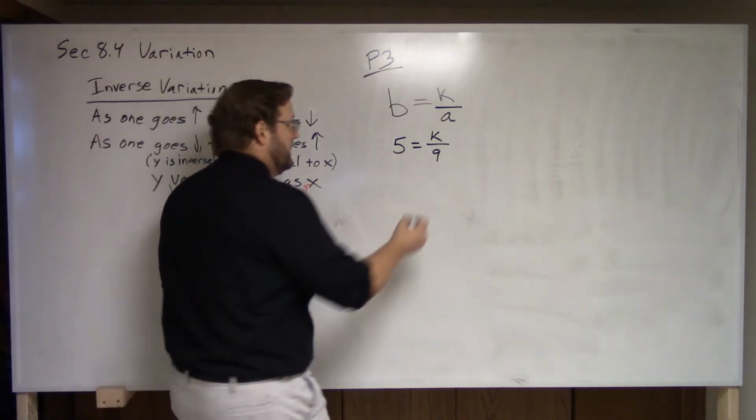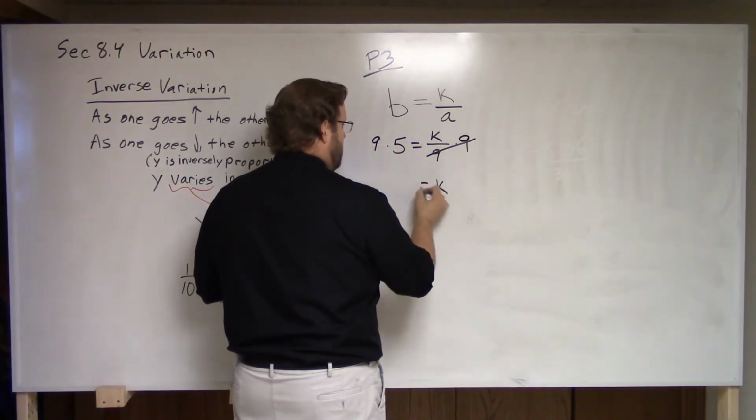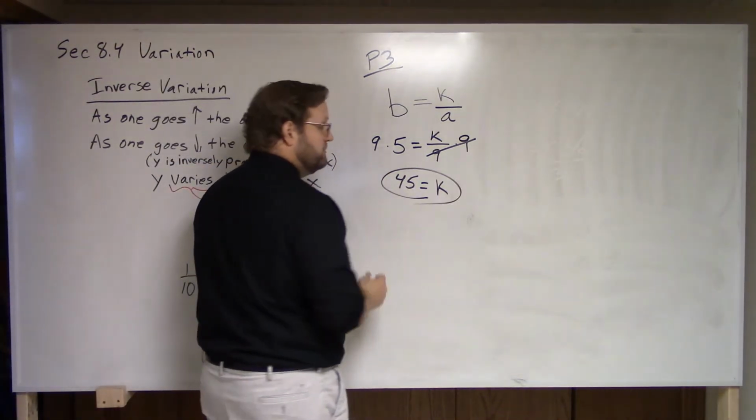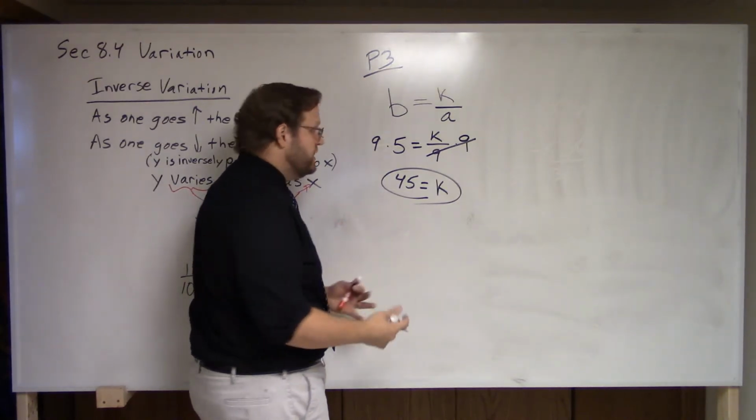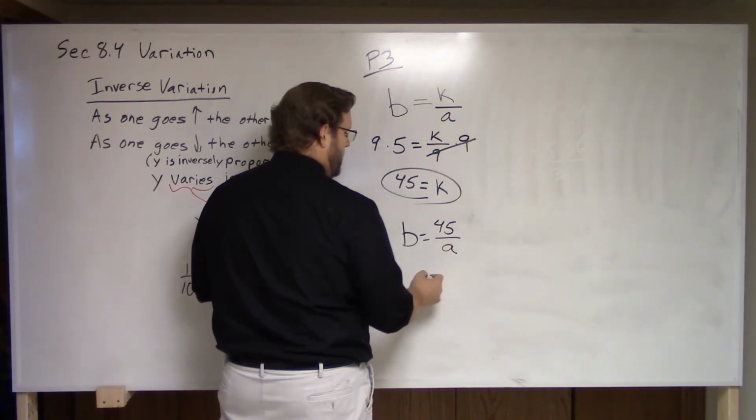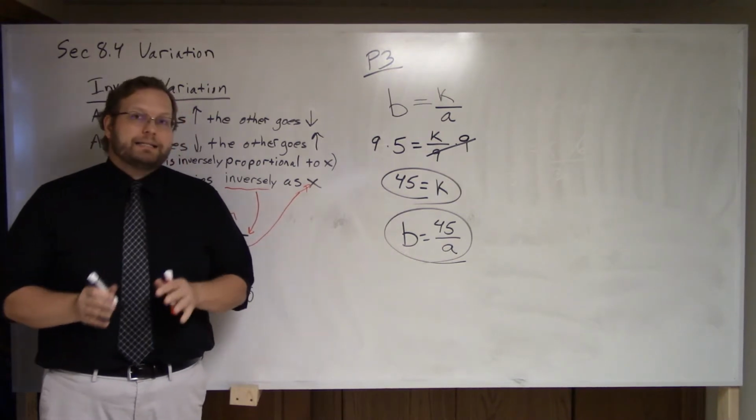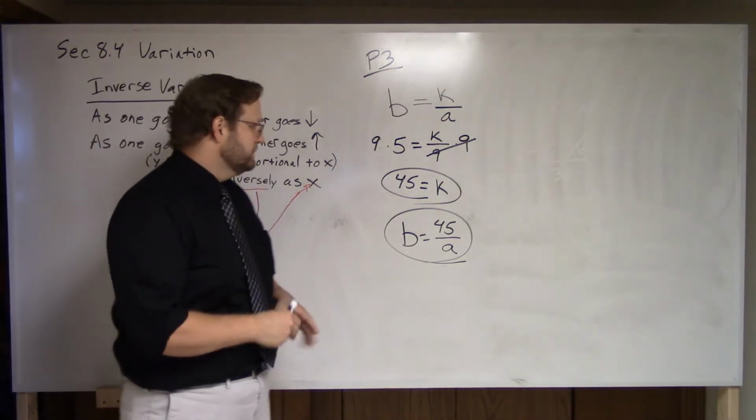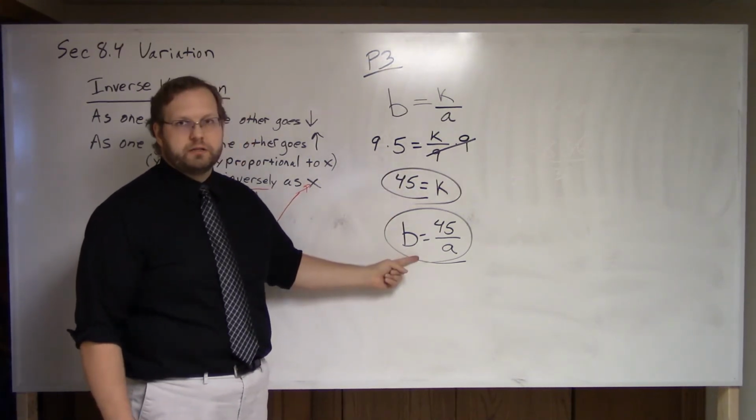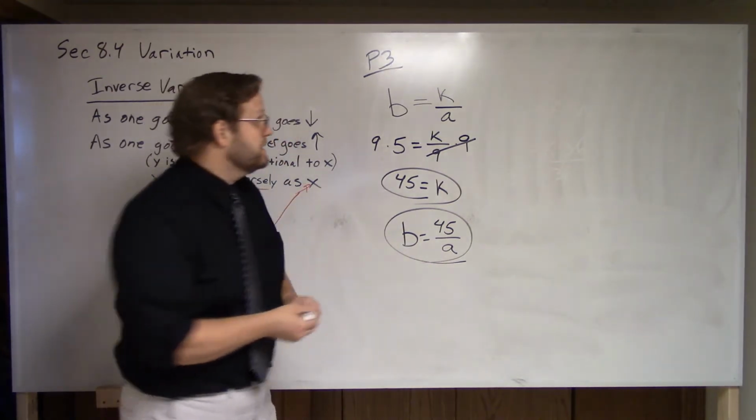Let's solve for it. I'm going to multiply by 9 and I get K equals 45. There's my constant of variation, and if I want the workable, usable equation, I have B equals 45 over A. And there we go. Honestly, whether they ask you for it or not, if they give you a complete scenario like this, find that constant and find that variation equation, because even if they want you to use it, you need to find it in the first place. Let's go on to practice 4.